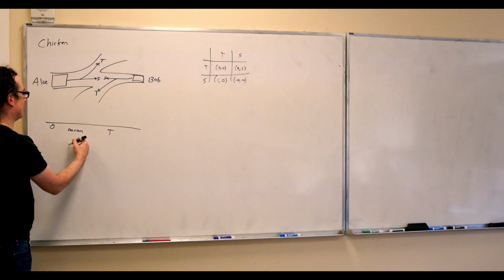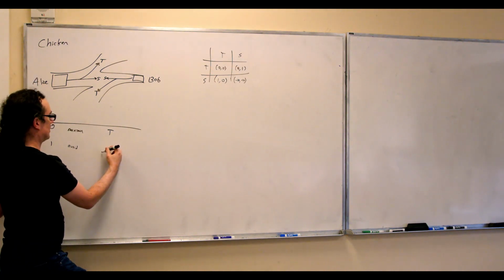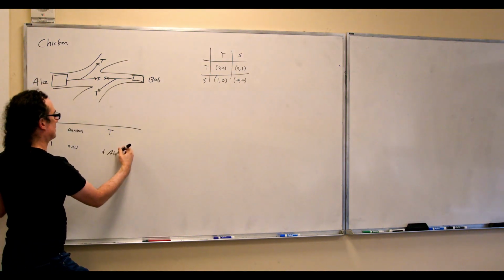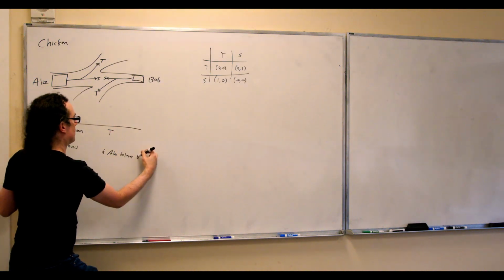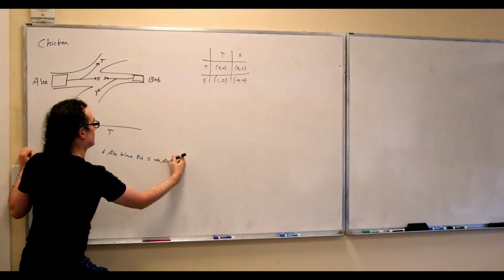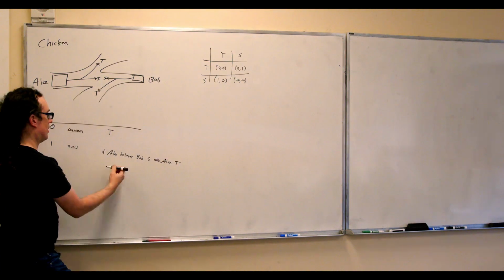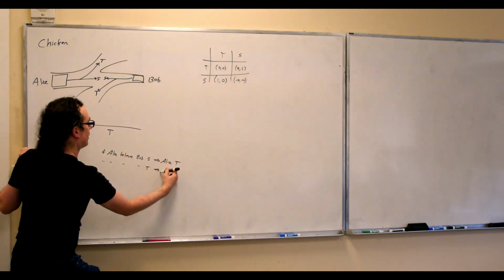She can do an avoid strategy, which is defined as follows. If Alice believes that Bob will go straight, then Alice turns. And if Alice believes that Bob will turn, then Alice will go straight.